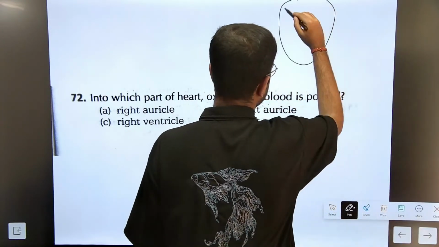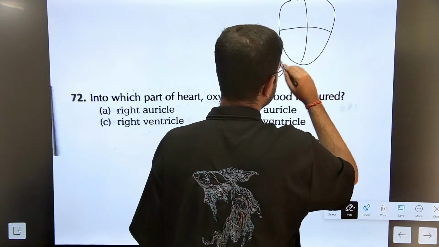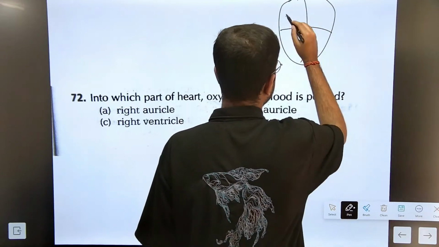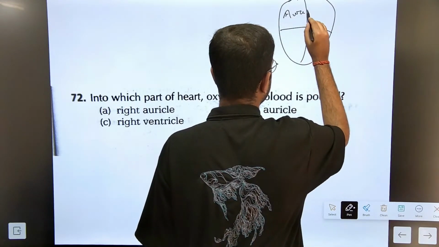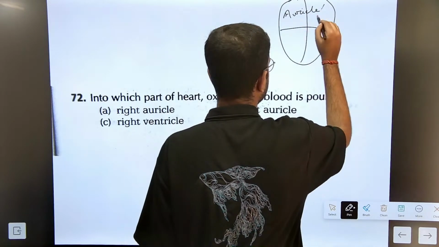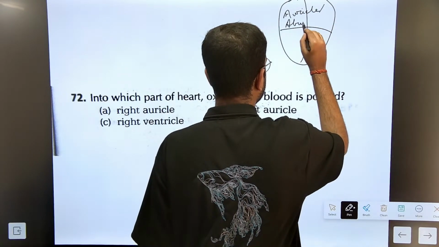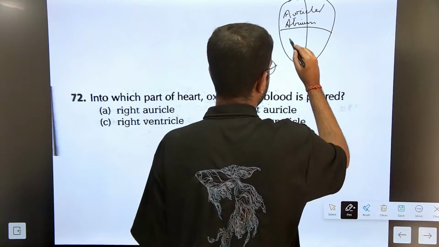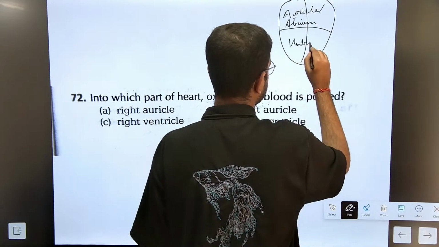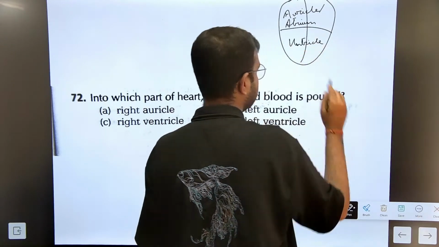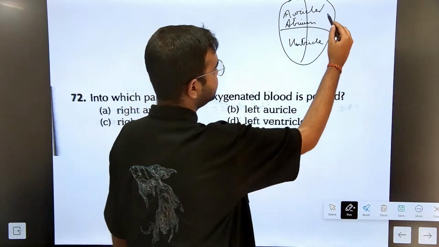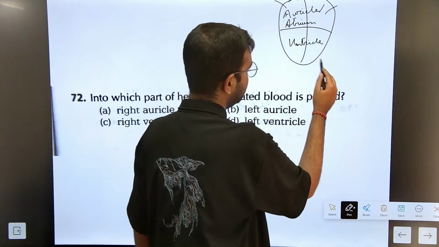This is the heart, these are the 4 chambers. These upper 2 chambers are known as auricles or atrium, and the lower chambers are known as ventricles. This is the left auricle, this is the right auricle, this is the left ventricle, this is the right ventricle.